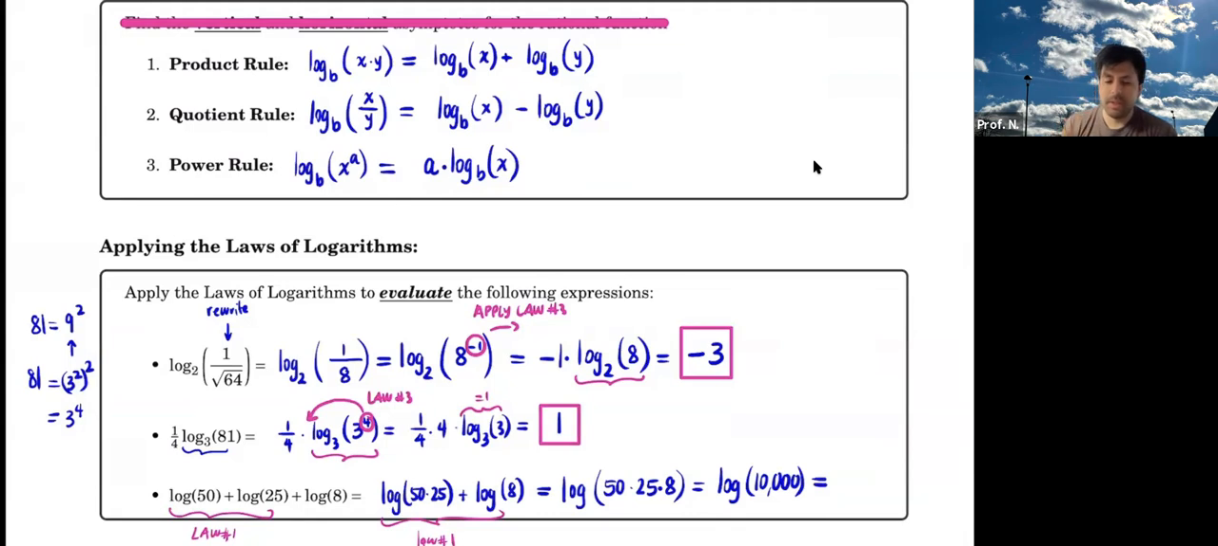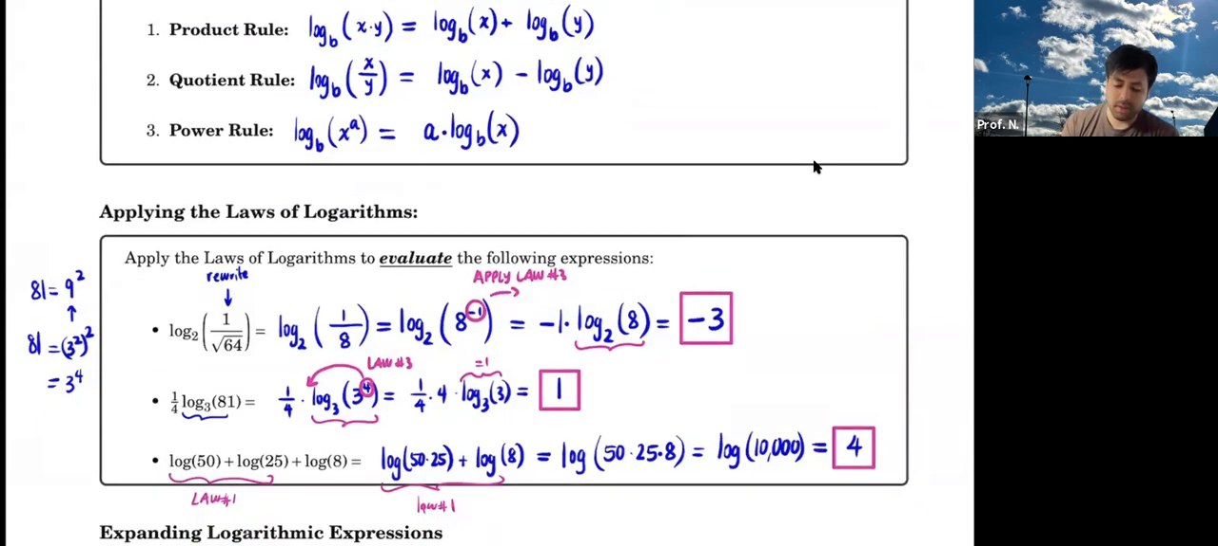So that's what you should perceive. The first thing is that a log without any number written below it means that this is base 10. So then you have to say, wait a minute, 10,000 is 10 to the 4th power, which means 10 to what power gives me 10,000? Well, it's 4. So the answer should be 4. So you see that? Log of 50 plus log of 25 plus log of 8 gives me 4. And that's how I use the laws to evaluate the expression. I can combine them all together because they're all sums. I can combine them into a single log where you multiply all the numbers, 50, 25, and 8, and I get 10,000.